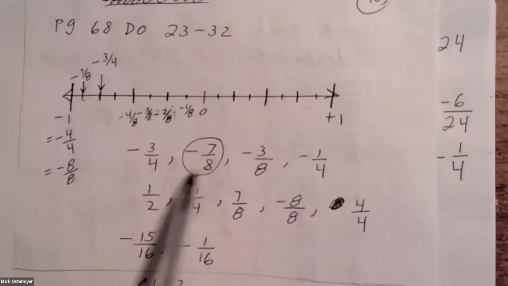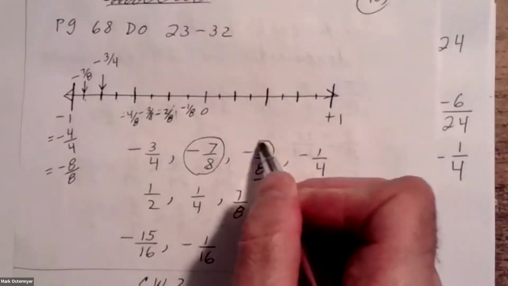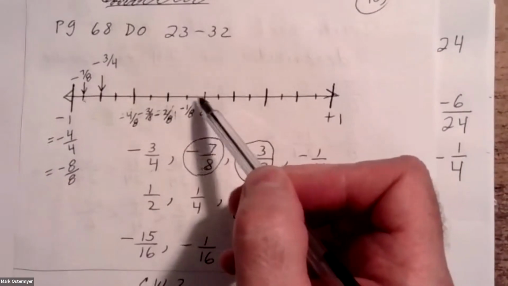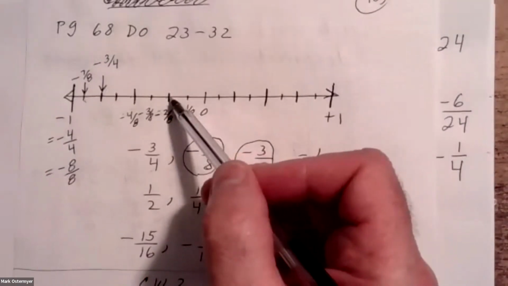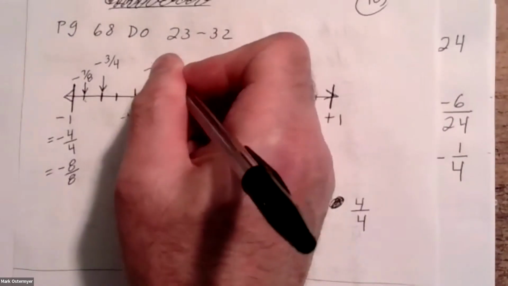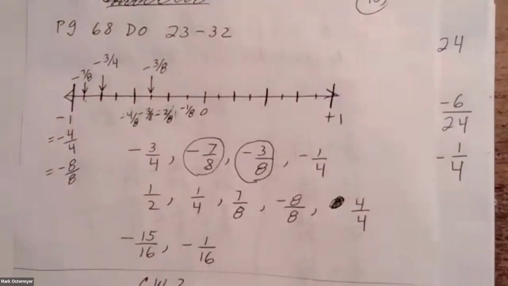Where would -3/8 be? Well, we start at 0 and we count down by 8ths. There's -1/8, -2/8, and here's -3/8. That would be the location of -3/8. Okay.